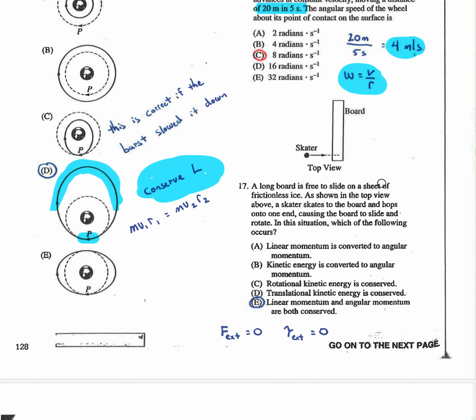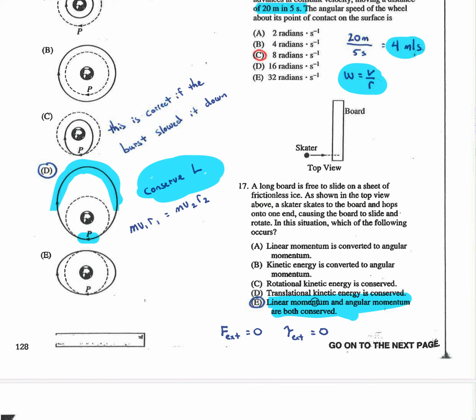All right, this one, we've seen this before. This is a skater who hits this board. The board is not bolted in, so there's no external force, which means both of these are conserved. Linear momentum is conserved in collisions. Angular momentum is conserved in collisions. Yes, the skater hitting this board will make the board and the skater move to the right, but it'll also make the board and the skater rotate. So both of these are conserved.